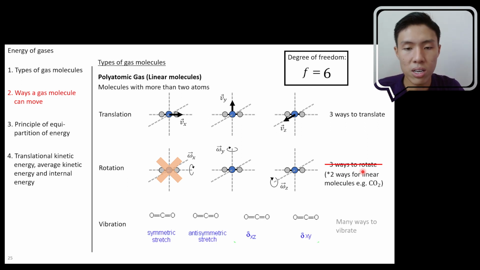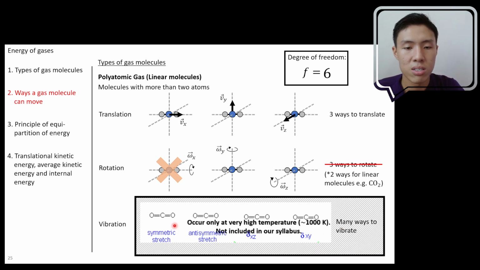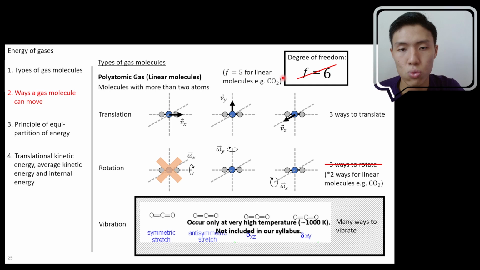Again, you ignore the vibration of linear molecules. Actually, linear molecules have even more ways to vibrate, but we are going to ignore it. So how many ways do you have to move? Your degree of freedom for linear molecules is actually just 5, for linear molecules such as CO2. Why? Because one of the rotations technically cannot store kinetic energy.